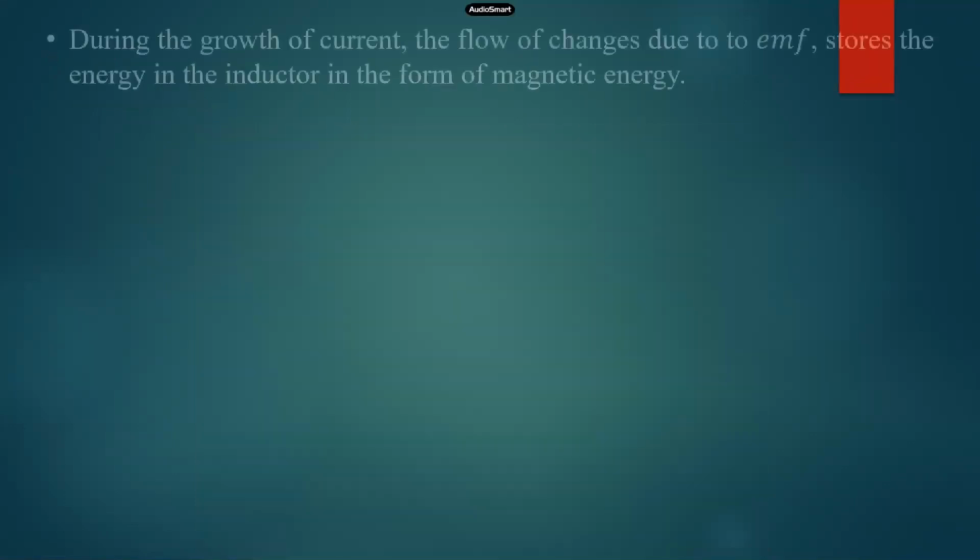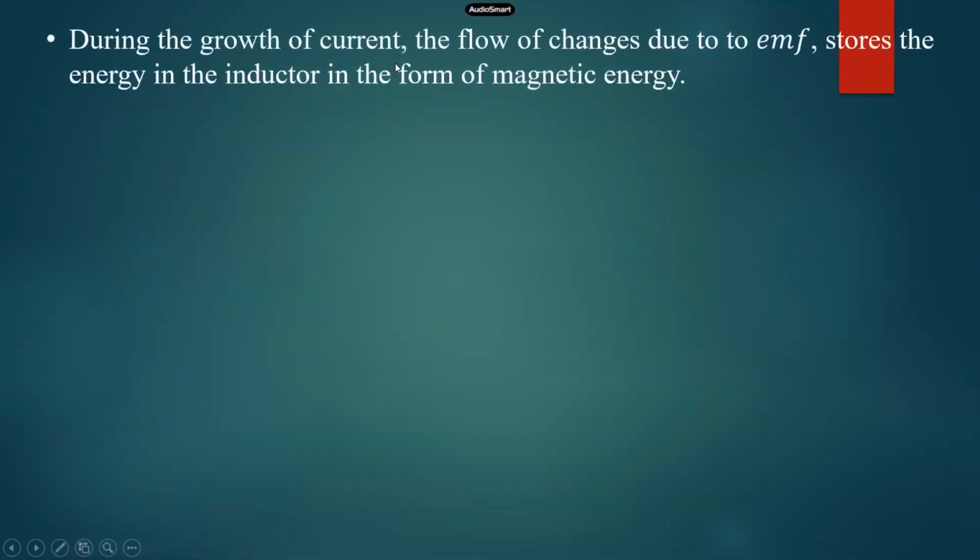So if you consider both growth of current and decay of current, during the growth of current, when a battery is connected, the flow of charges due to EMF stores energy in the inductor in the form of magnetic field. So when the battery is connected to the series RL circuit, magnetic energy starts to store in the inductor.